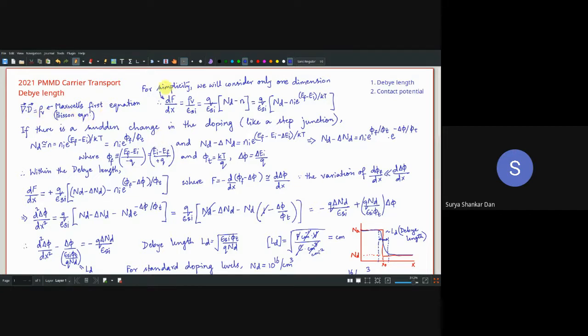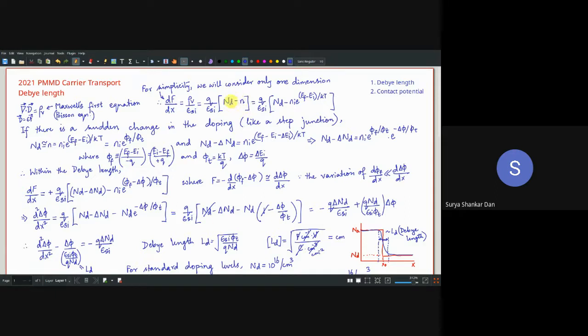For simplicity, we will consider only one dimension. So we will assume that del f by del y and del f by del z are zero. That is why I have drawn only x over here. So the variation of the doping concentration is only along the x direction. ठीक है ना? So dF/dx is equal to rho v by epsilon, because remember capital D is equal to epsilon F. In this case, epsilon is epsilon silicon. So q by epsilon silicon, and suppose we are considering only the ND part.